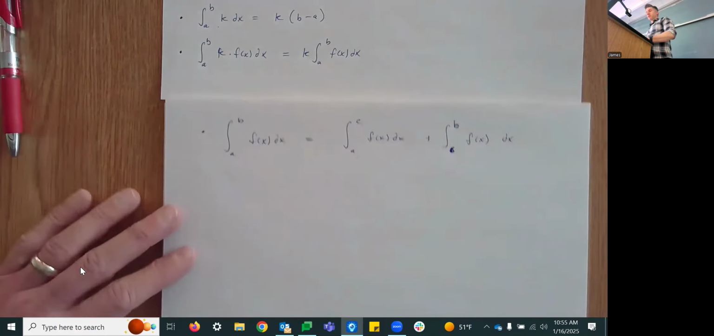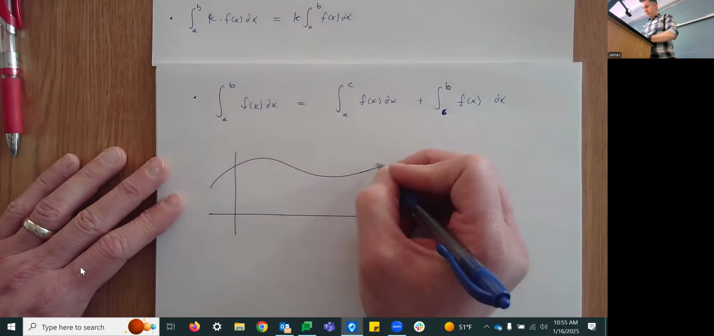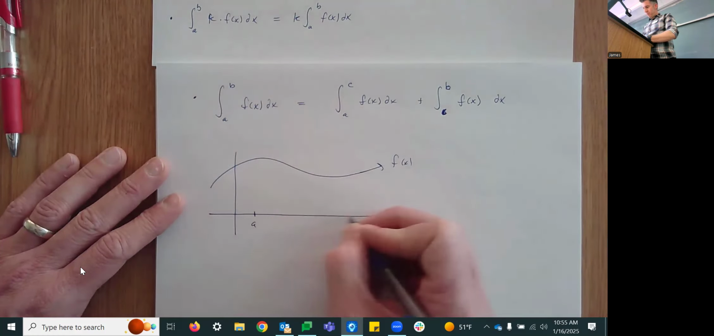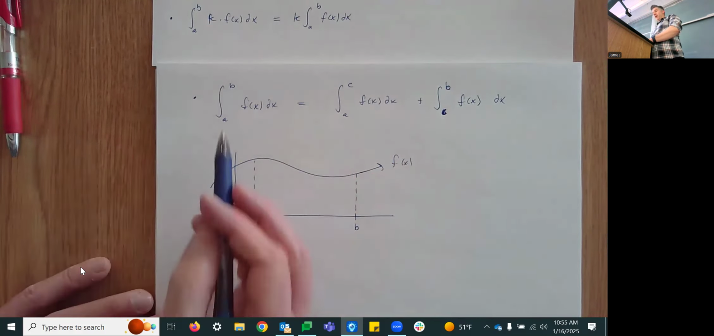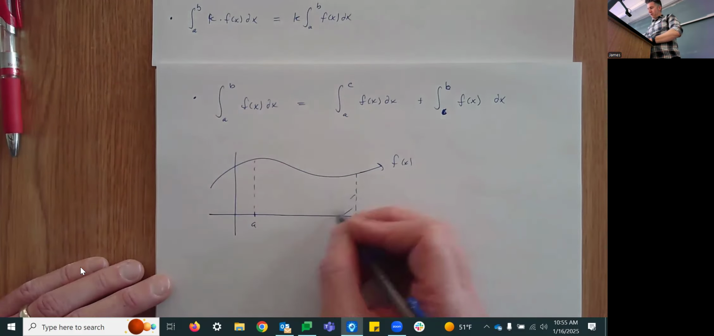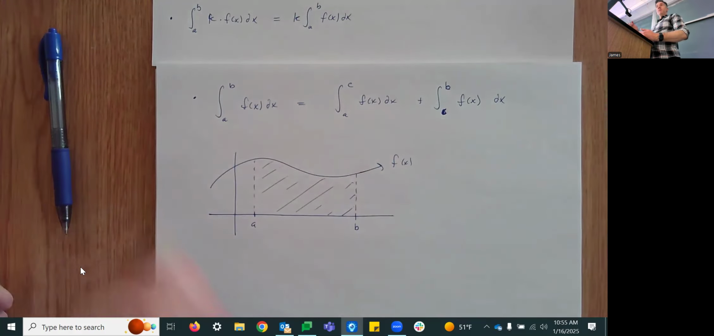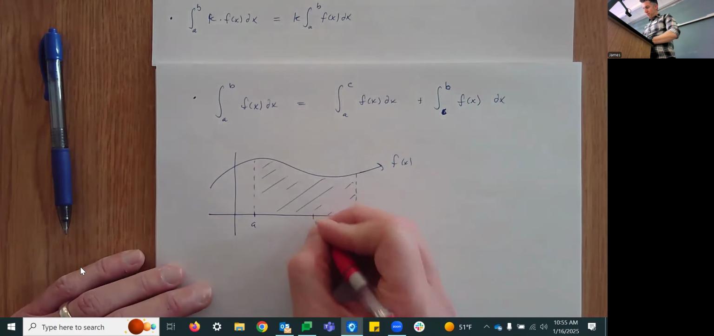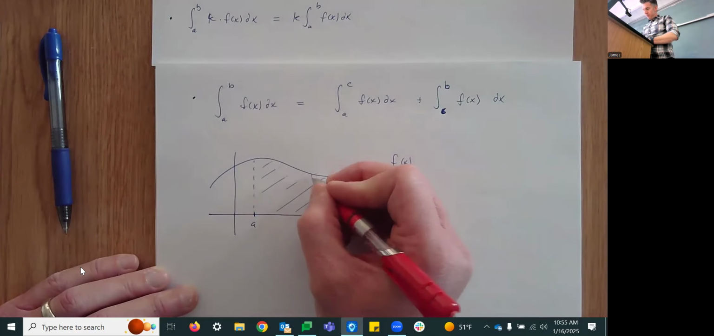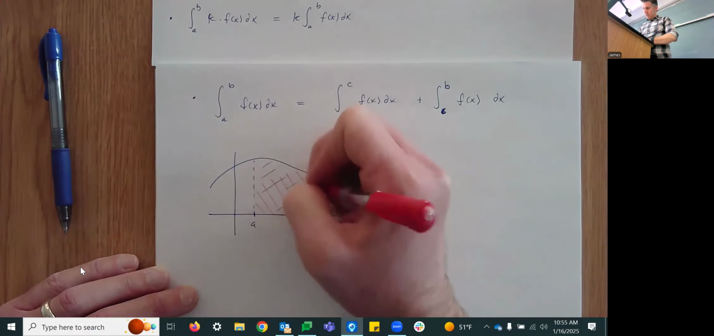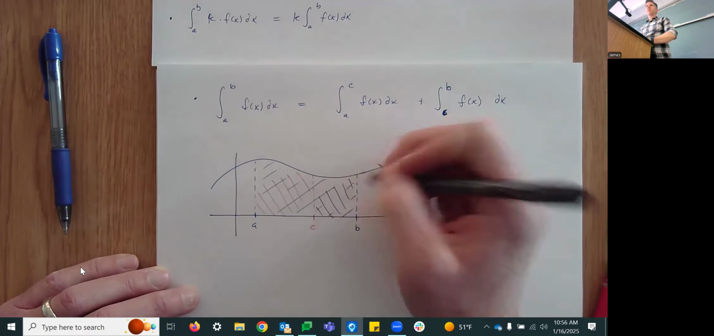Graphically, here's how this looks. The integral from a to b of f of x is all this area under the curve here. What we're saying is that you can break it up anywhere. So if I pick some point c, the area under the curve from a to b is the same as the area under the curve from a to c plus the area under the curve from c to b. Doesn't seem terribly surprising, right?